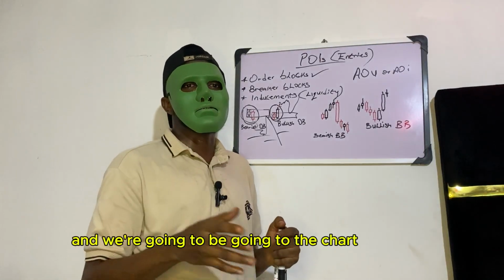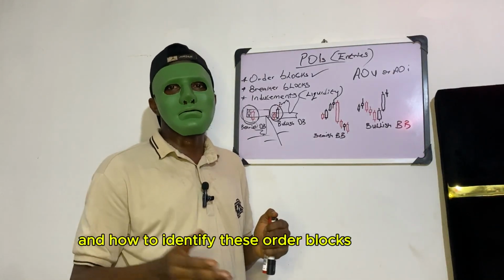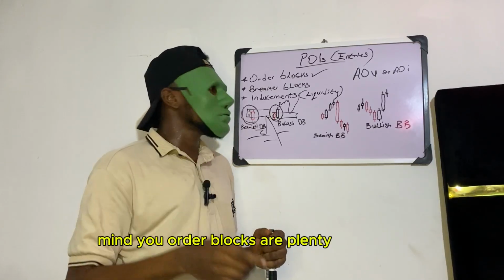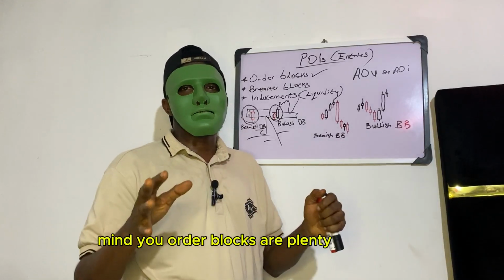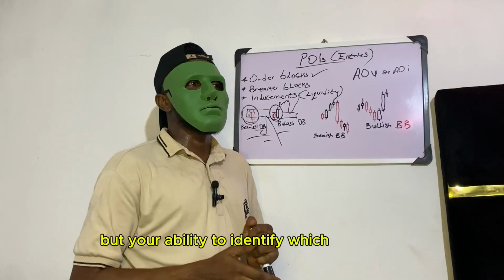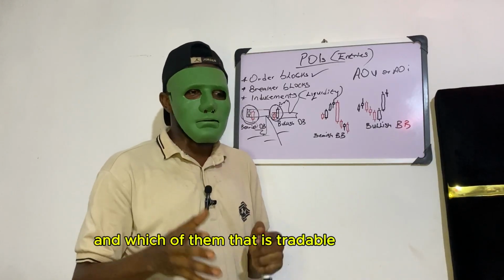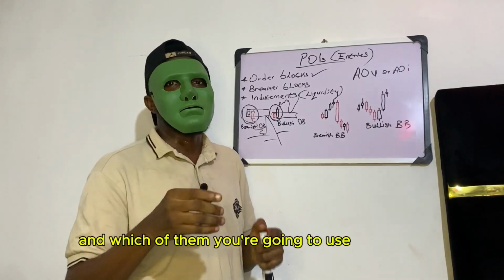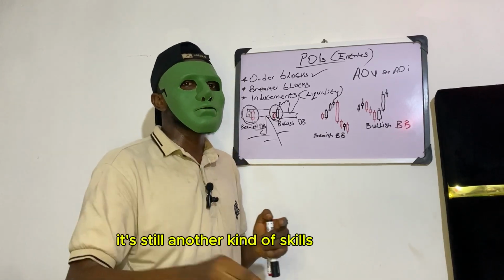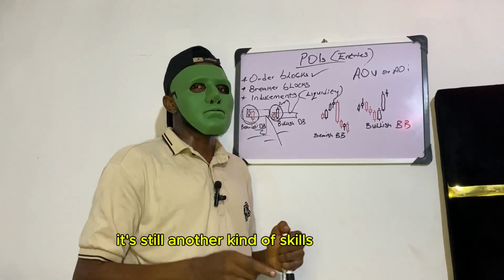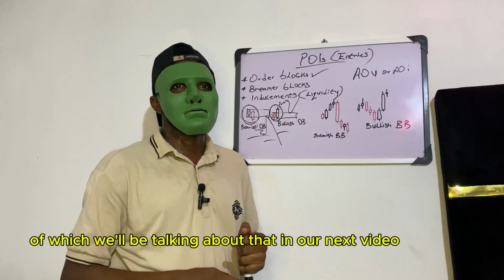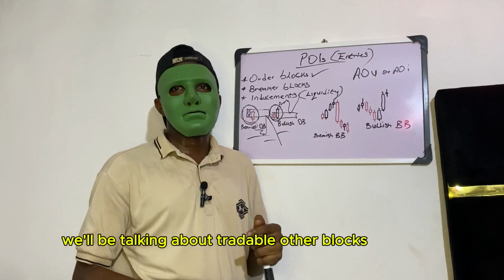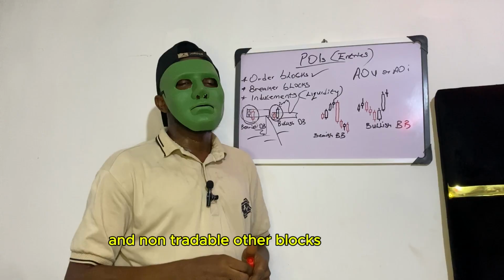We're going to go to the chart to identify these order blocks and how you can trade them. Mind you, order blocks are plenty. There are a lot of them in the market, but your ability to identify which of them are tradable and which you're going to use is another kind of skill, which we'll talk about in our next video. We'll be talking about tradable order blocks and non-tradable order blocks.